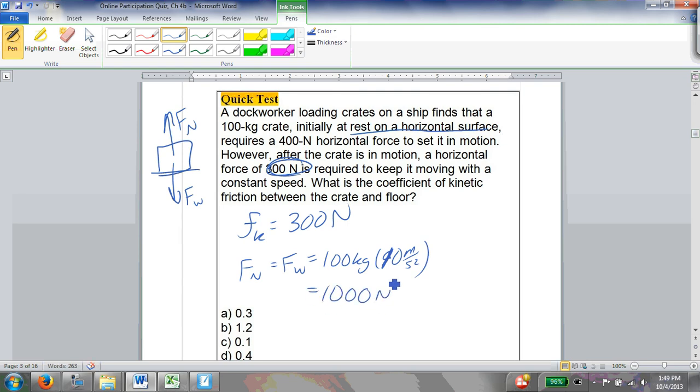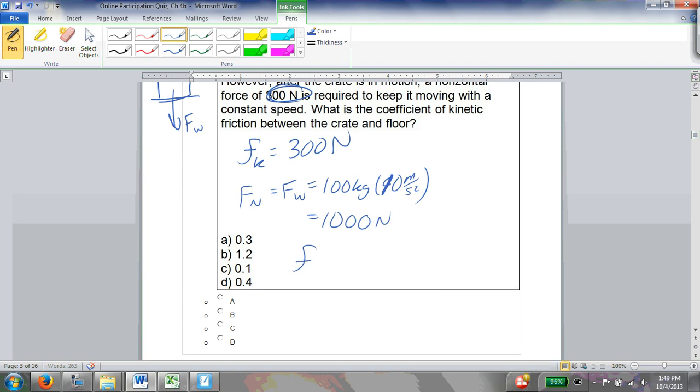All right. Then I need to say, well, Fk equals mu k times Fn. So mu k equals Fk over Fn, which is 300 over 1,000. Zeros cancel, 3 over 10, which is 0.3. So A is the correct answer.